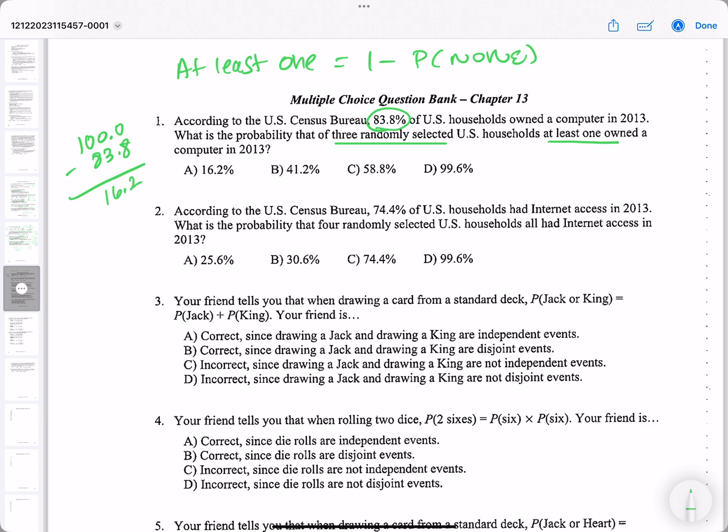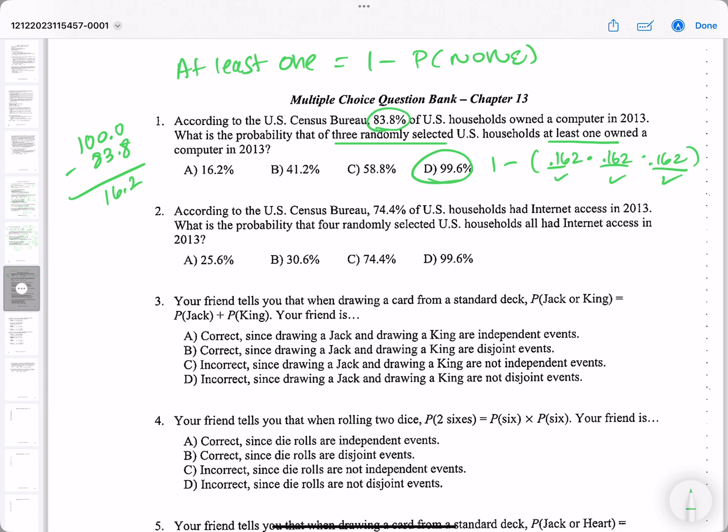And so 16.2% would be 0.162 times 0.162 times 0.162. And this would represent 1, 2, 3 people that did not own a computer. And so 1 minus 3 people did not own a computer is going to be the opposite of at least one person. One person could have the computer, or 2 people, or 3 people. And that answer is going to be 99.6%.